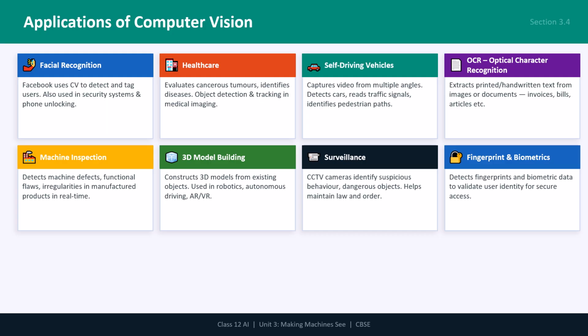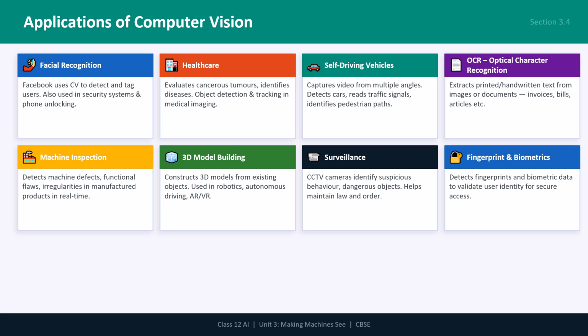Self-driving vehicles. Cameras on all sides of the car capture the environment. CV detects other cars, reads traffic signals, identifies pedestrian paths. Tesla does this every second. OCR, optical character recognition. Take a photo of a printed invoice or a handwritten document and CV extracts the text automatically. Banks use this constantly.